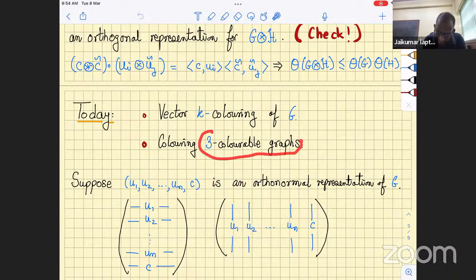That is, given a graph which is 3-colorable, somebody tells you that I have a graph which is 3-colorable, but they don't tell you the coloring. Then in how many colors can we efficiently color it? And that will be the main result for today. Okay, so in the next about 10 hours' time.